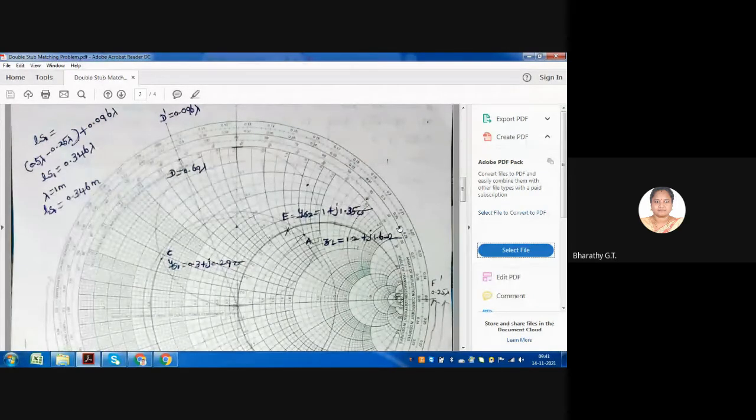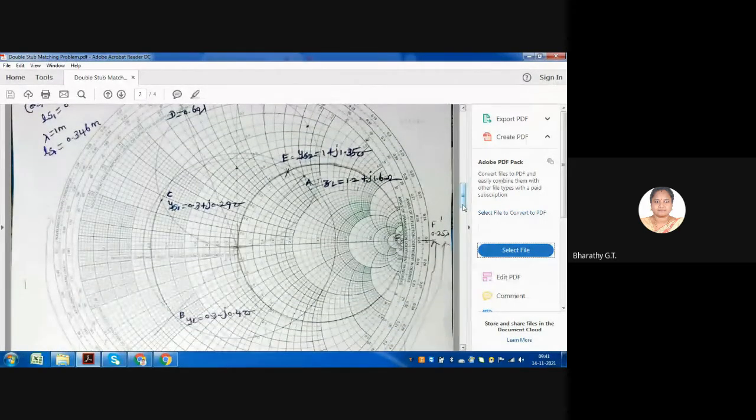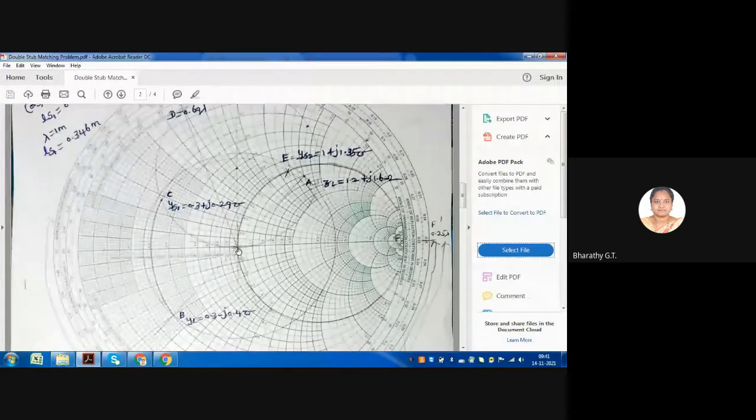What is the next step? Mark the center O, which is 1 comma 0. So this point is the center. The resistance value will be 1 and the reactance value will be 0.